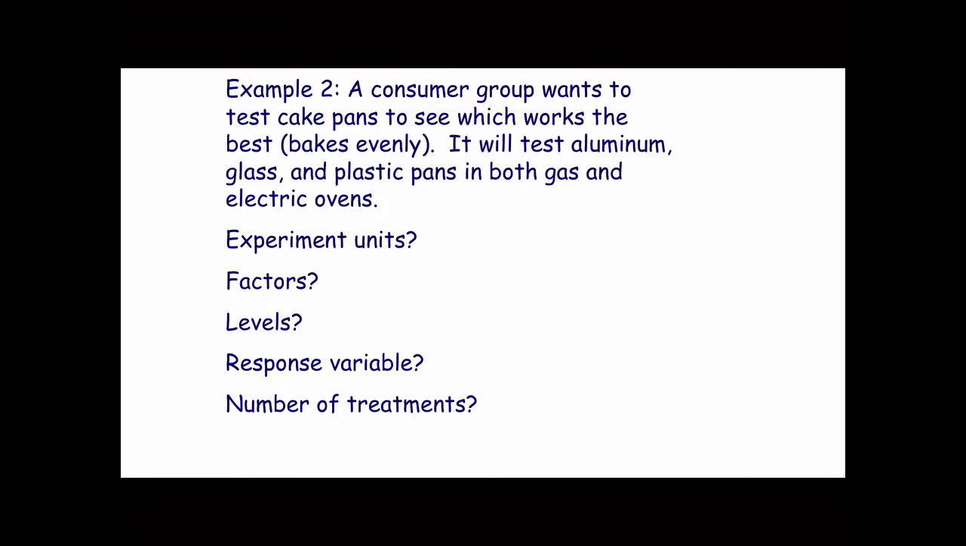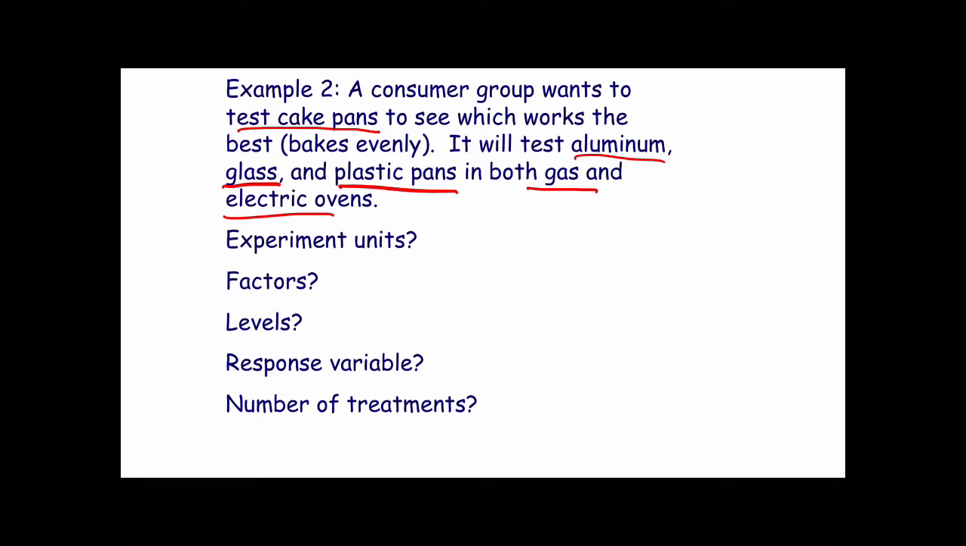So in example 2, this one is a little bit, I think, better at explaining the levels. So we have a consumer group who wants to test cake pans to see which works best, meaning which ones bake more evenly. So it tests aluminum, glass, and plastic pans in both gas and electric ovens. So if you really think about the experimental units here, it's easiest to think about that when you're thinking about, okay, what is the treatment? Well, the treatment they're giving are these different type cake pans.